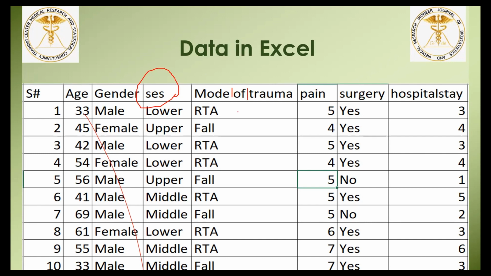The mode of trauma is RTA or fall. The pain of the patient at presentation was 5, 4, 5 and 6, 7. The surgery was planned, and whether the surgery was done or not, yes or no. Hospital stay, here 3, 4, 1, 5, 2, 3, 6, 3. Look, here in hospital stay, I did not put the space because I wanted to show you the things I'm talking about.